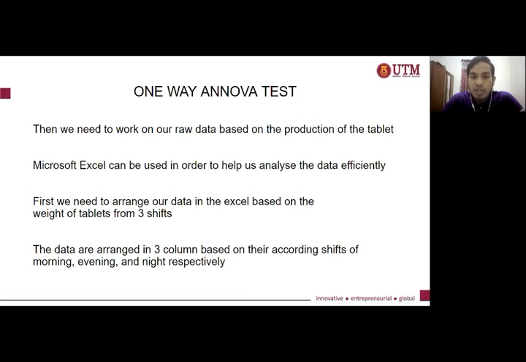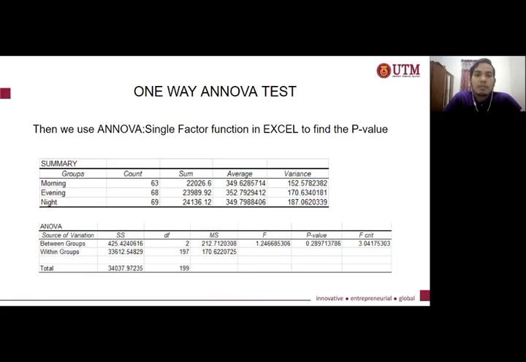But we need to arrange our data first based on the three shifts, which is arranged in three columns based on morning, evening, and night shift. After that, we can use the ANOVA single factor function in Excel to find the p-value.